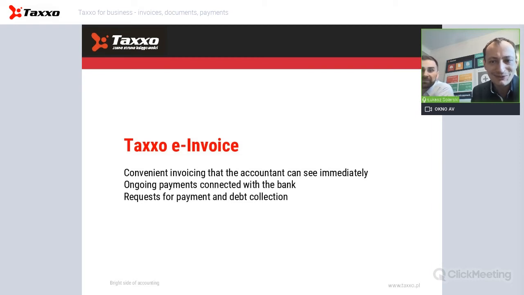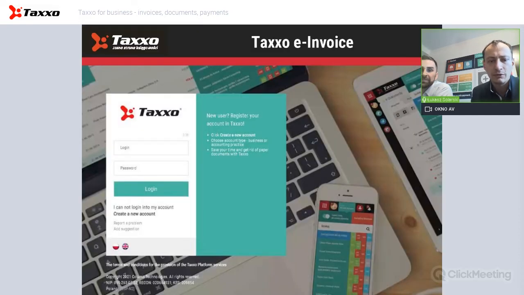Okay, so we will go to the invoices part. The invoices help you to issue your sales invoices exactly, and your accountant is seeing them immediately. So when you make them, it's all available to your accountant instantly. Also, we can control the outgoing payments if you are connected to the bank. There are some additional connections to the banks, and also you can request payments and debt collection. There is also an integration with the invoices module. So we will show you how this works right now.